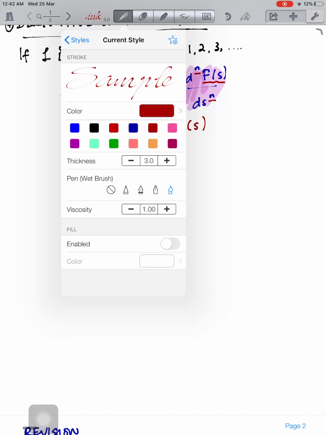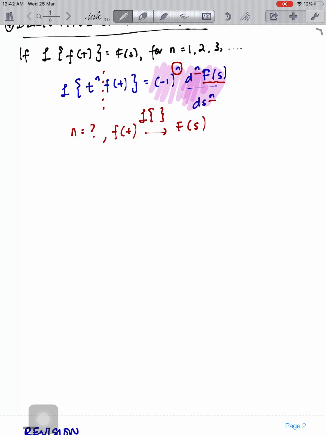So let me show you again before we start with the example. When do we use the derivative of the transform? There will be two keywords. The first keyword is that it involves products of functions. The second keyword is that one of the functions involved is a t raised to some power of n, which is a natural number.